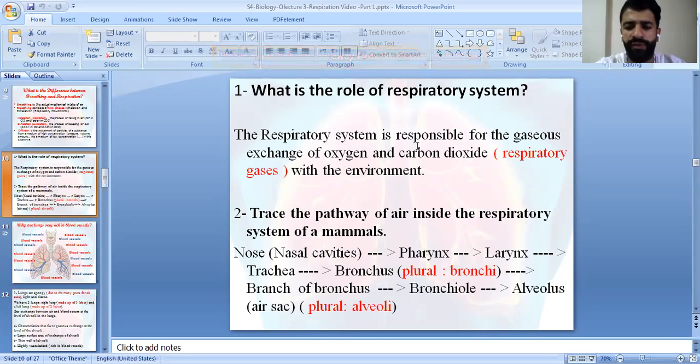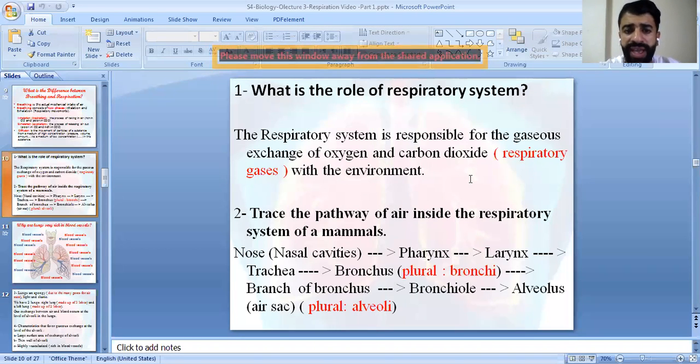What is the role of the respiratory system? The respiratory system has an important role. It's responsible for the gaseous exchange of oxygen and carbon dioxide, the respiratory gases. Oxygen gas is O2, and carbon dioxide is CO2.